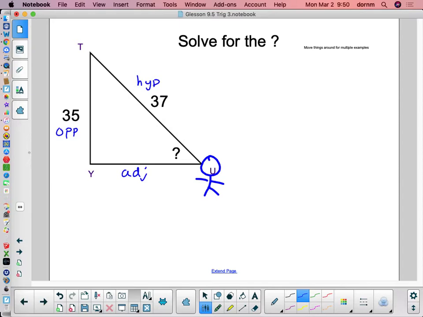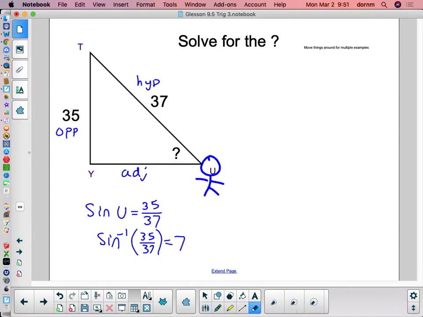Which function am I using? SOHCAHTOA uses opposite, hypotenuse: sine. So sine of the angle equals opposite over hypotenuse. I need to see that equation. Then we're going to rearrange that because I'm solving for an angle. I'm going to switch to the inverse function and put the ratio in here, and my output becomes my angle, sorry, u.